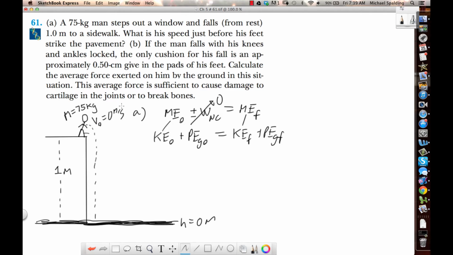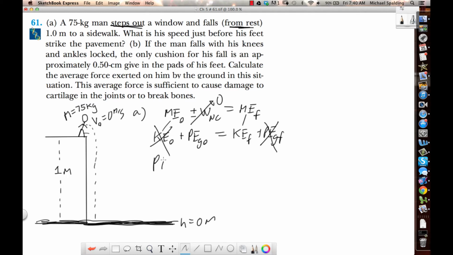He starts from rest. Does it say that? He steps out. So that kind of implies, where does it say? Does it say from rest? Right there, yeah, from rest. Okay, so he starts from rest. That means no kinetic initial. All right, when he hits the ground, and actually what we mean is like a split second before, a split second before he hits the ground, what's going to be 0? Potential of gravity, because he came down to the 0 point.